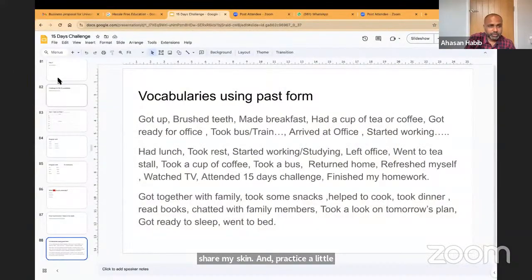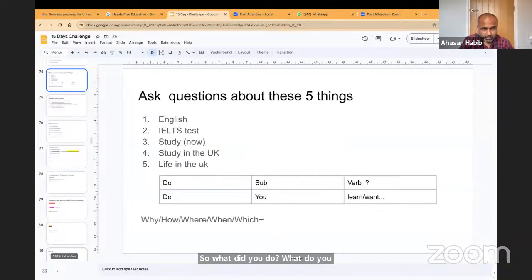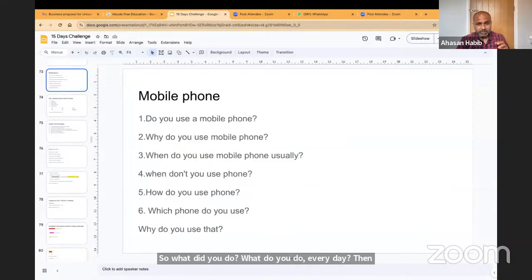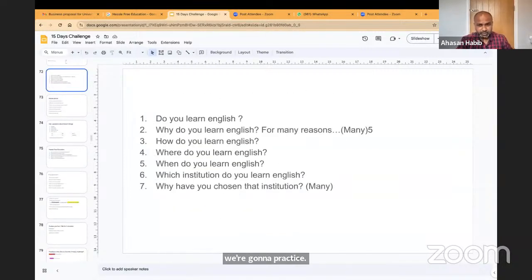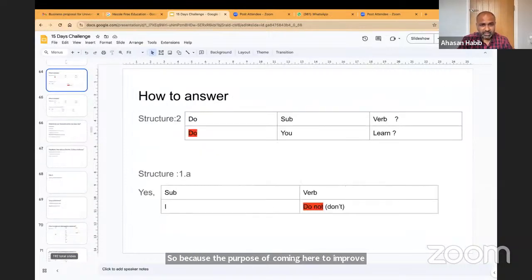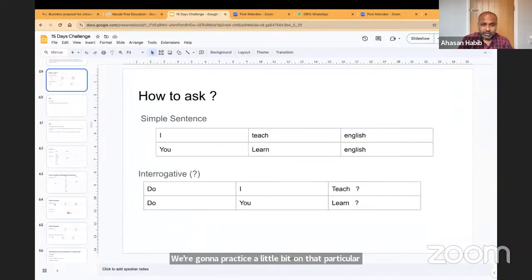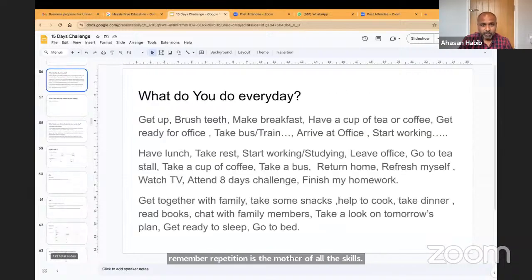So what do you do every day? Then we're going to practice, because the purpose of coming here is to improve your fluency, isn't it? We're going to practice a little bit on that particular thing, then we're going to move on. Can you still remember? Repetition is the mother of all skills. So all you need to do is repeat and repeat.